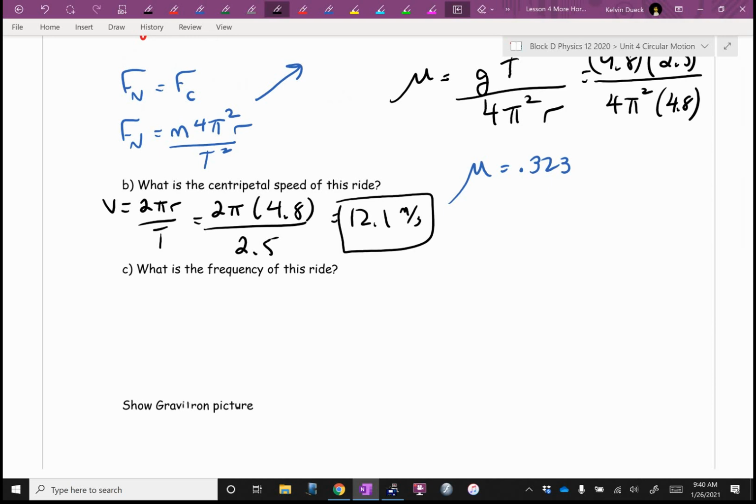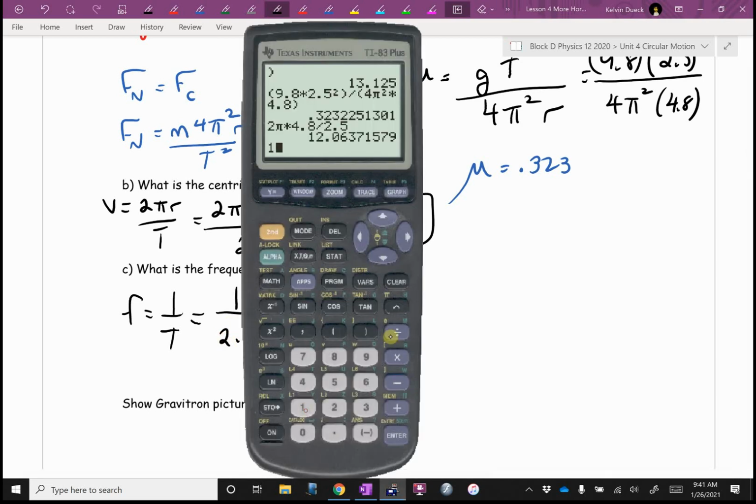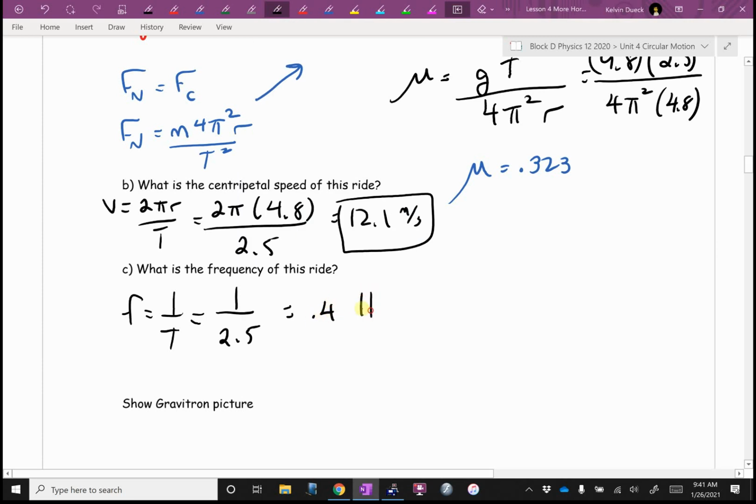What's the frequency of this ride? Frequency is 1 over the period in the same way that period is 1 over the frequency. So I could have given you this question, but instead of telling you that the period was 2.5 seconds, I could have told you that this ride is spinning with a frequency of 0.4 hertz. That means this rotates 0.4 cycles per second, as opposed to 1 cycle every 2.5 seconds. Hertz is how many cycles per second.